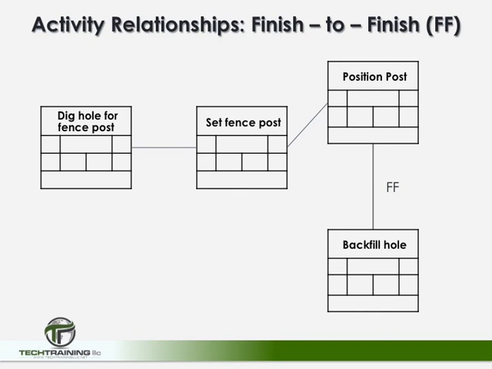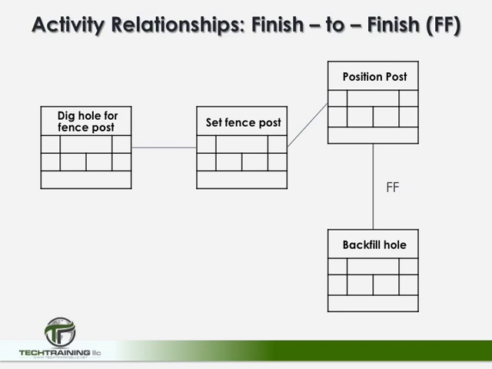One type of activity relationship that may be encountered in a construction schedule is the finish-to-finish relationship. In this type of relationship, two activities must be completed at the same time. Here we see an example of the finish-to-finish activity relationship when setting a fence post. A simple task which requires the finish-to-finish relationship. Here we see the second activity, setting the fence post, has a finish-to-start relationship with digging the hole for the fence post. We can't set the fence post until the hole has been dug.